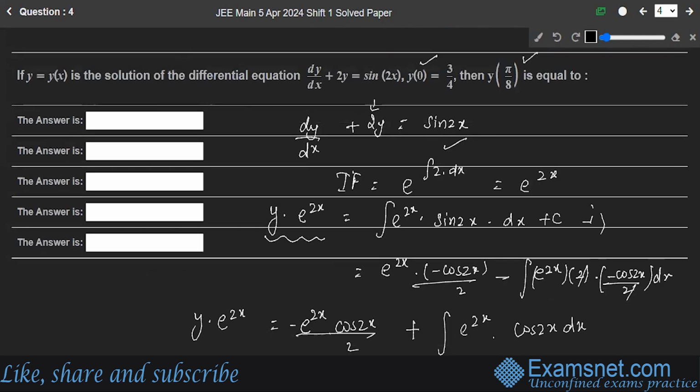Okay, I don't have it here. Anyways, the answer to the question over here is e raised to power minus pi by 4. Hope you're clear with this. Let's move to the next question.